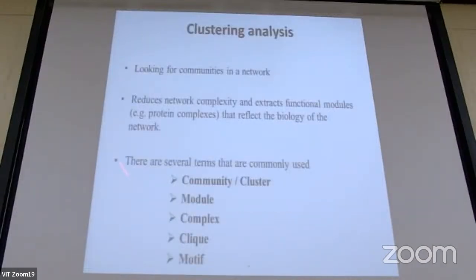Okay. So now we are into the last part of the network metrics. Looking for communities in a network, like we saw in the human interactome, we need to measure closeness and betweenness for each and every node. That is actually a tedious process, isn't it? So now we will move on to another way to reduce the complexity of a network. We will have to extract a small portion of a network and study that alone. That is called clustering analysis.